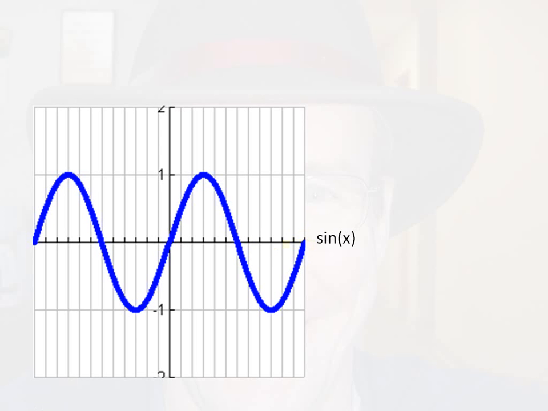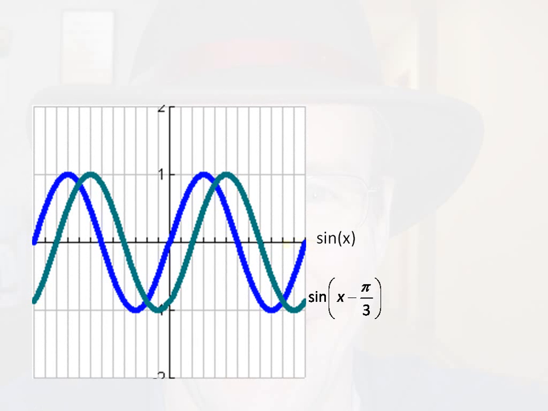Now, let's first of all suppose that inside the parentheses we have sine of x minus pi over 3. This is a shift to the right pi over 3 units. And notice the original graph, this blue, has now been shifted over to the green. You can notice where it crosses through the origin, now it's over slightly at pi over 3. I have these marks on the axis in pi over 6 increments. So notice here's 1 pi over 6, 2 pi over 6, which is pi over 3.